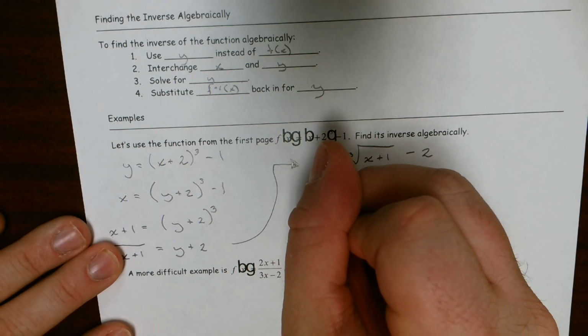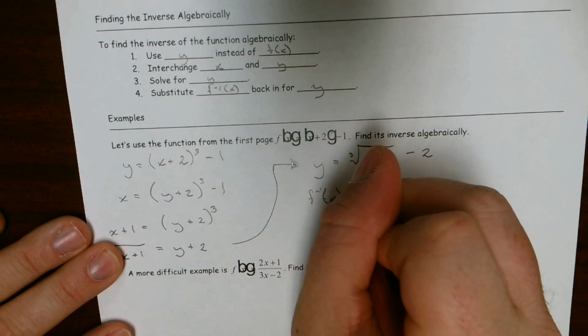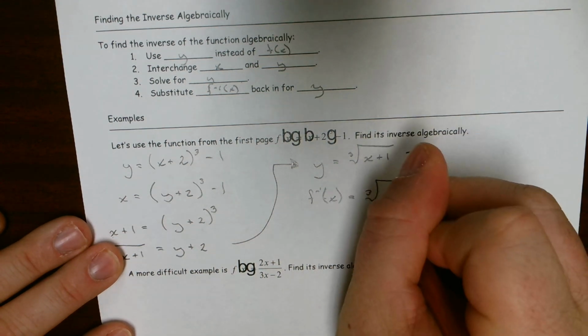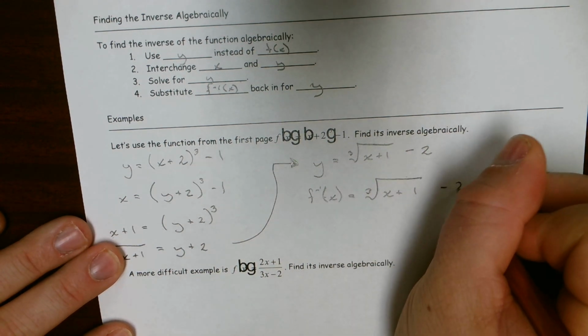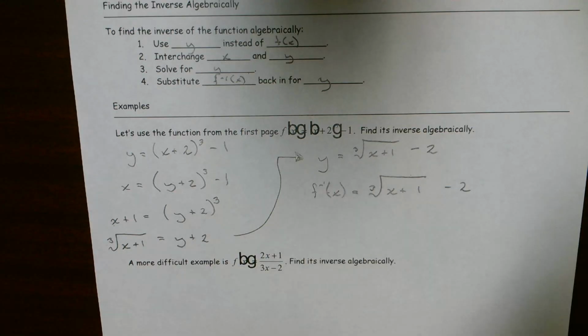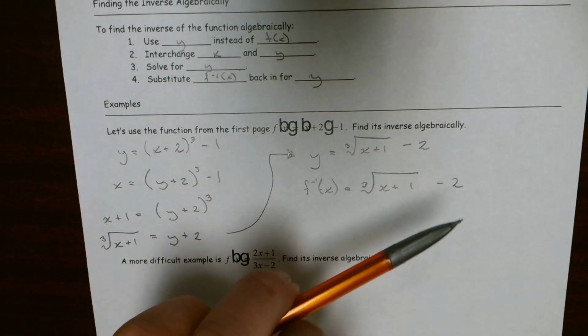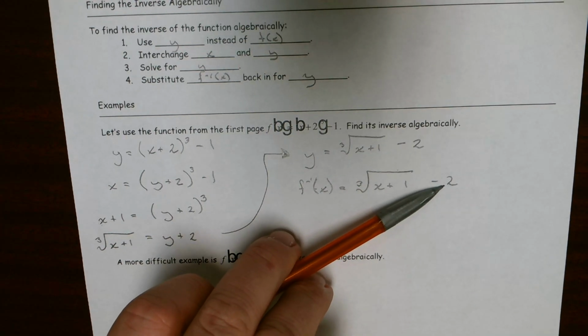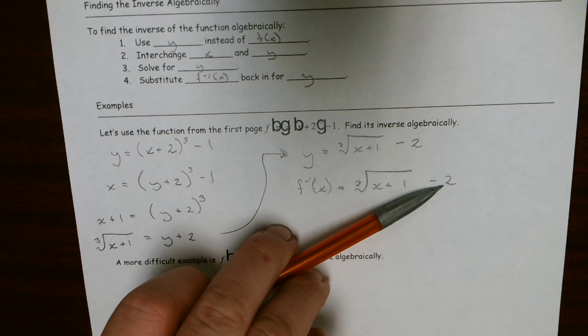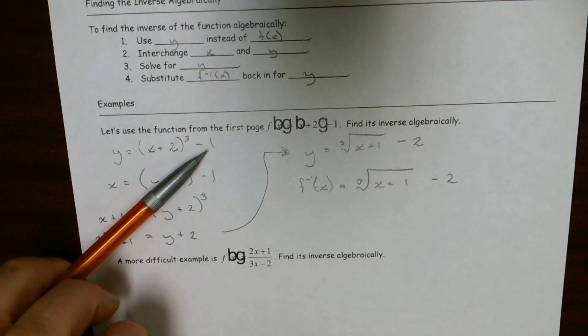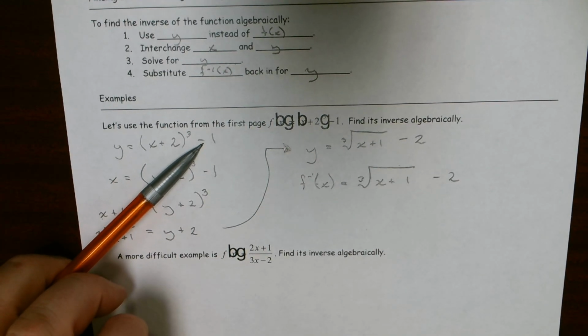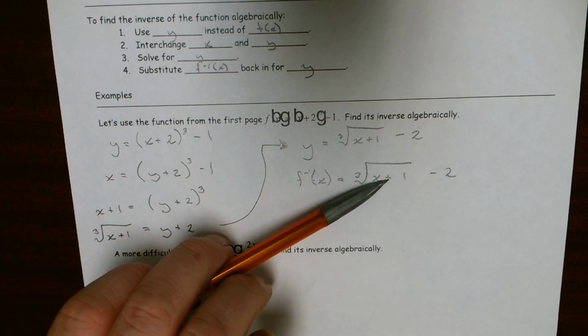We can rewrite it with the inverse notation. It says the same thing, cube root of x plus 1 minus 2. And you can notice now that, look, a shift to the left 2 in the original function becomes a shift down 2 in the inverse. Again, there's an example of the x and y trading places. And look, a shift down 1 is going to become a shift left 1 in the inverse.